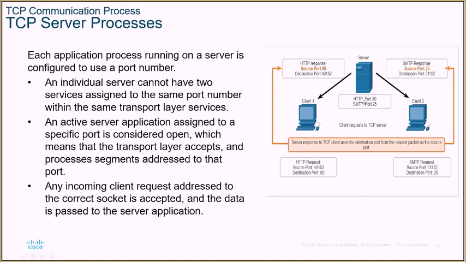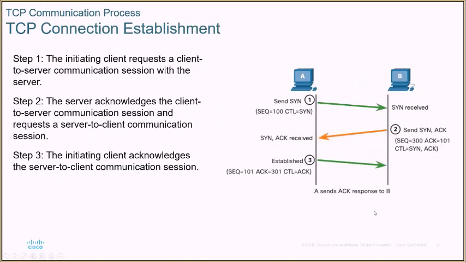So basically, as you can see, we've got a server here. It's listening on both port 80 and port 25. So it's a web server and it's a mail server. And so we've got this client hooking to the web server. We've got this client hooking to the email server. Now, to establish a connection, there's what's called a three-way handshake.